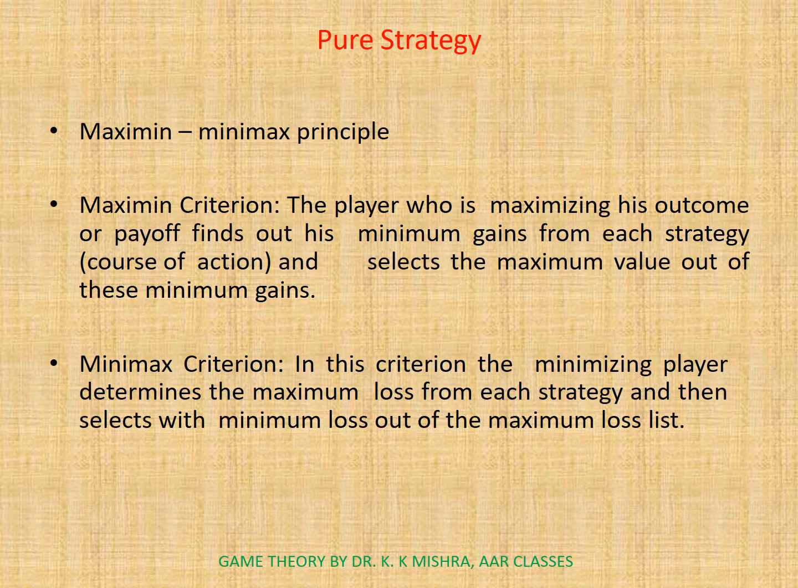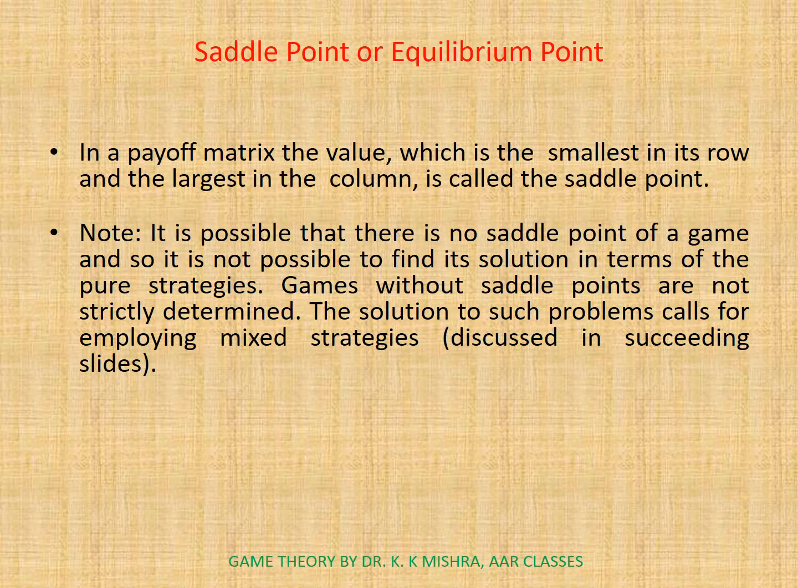Now, detail of pure strategy. We work here on the maximin or minimax principle. Maximin criterion: the player who is maximizing his outcome or payoff finds out his minimum gains from each strategy and selects the maximum value of these minimum gains. Minimax criterion: in this criterion the minimizing player determines the maximum loss from each strategy and then selects the minimum loss out of the maximum loss list.